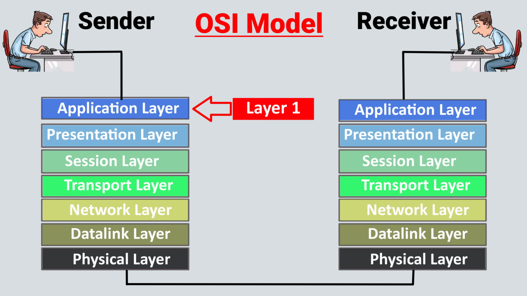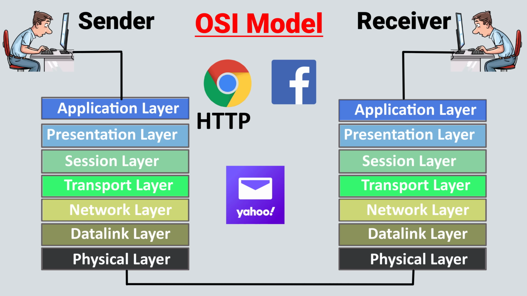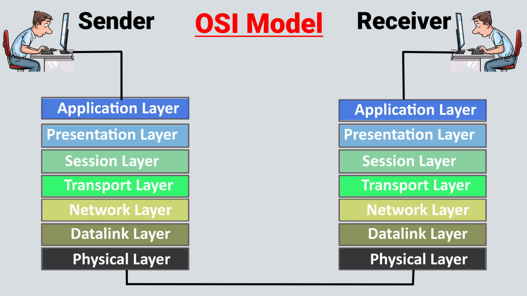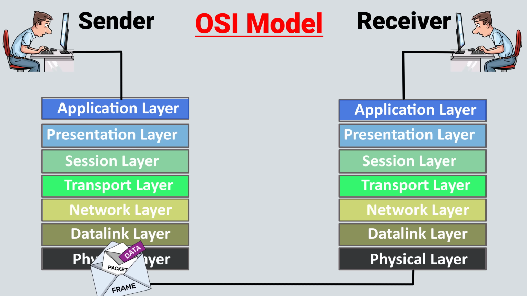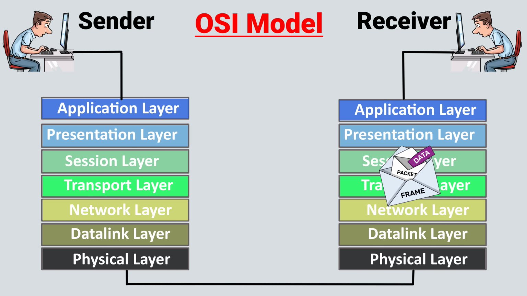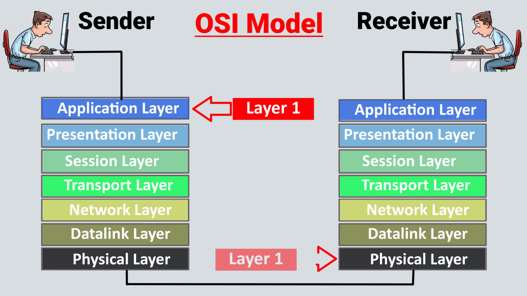Because as a sender, when you work on any application like Google Chrome, Facebook, or Yahoo, they will use application layer protocols like HTTP, HTTPS, or SNMP to send the data. But if you are on the receiver side, then the first OSI layer is the physical layer, because as a receiver you receive data and the first layer that interacts with data is the physical layer. So your layer 1 depends on your location: whether you are on the sender side or on the receiver side.